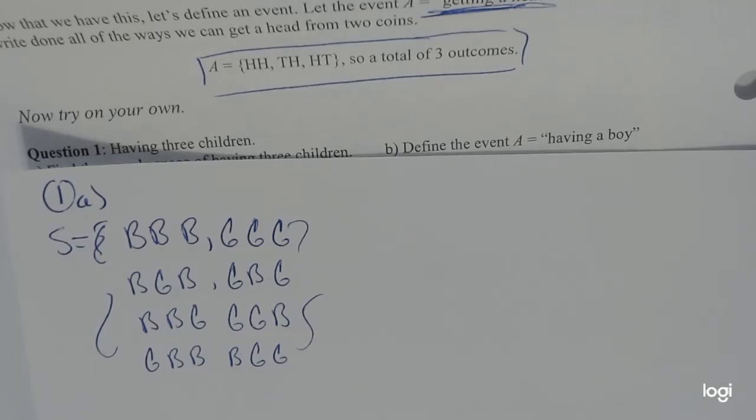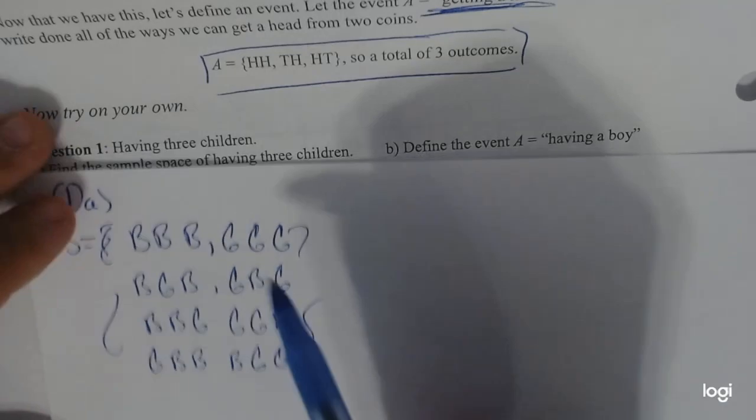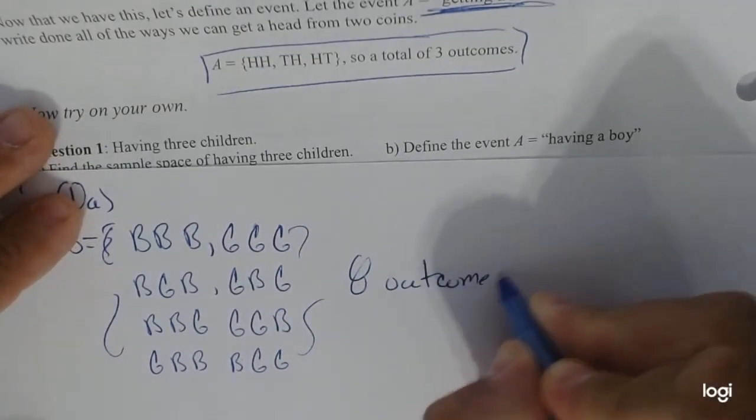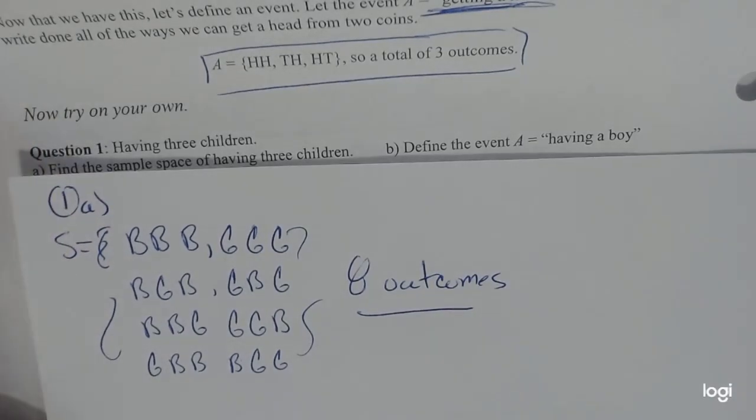So like I said, even though you get 2 girls here and 2 girls there, they are counted differently. I cannot stress that enough. Just because you think they're the same doesn't technically mean they're the same outcome. You have to write down all possible scenarios. So we have a total of 8 outcomes when it comes to having 3 children.